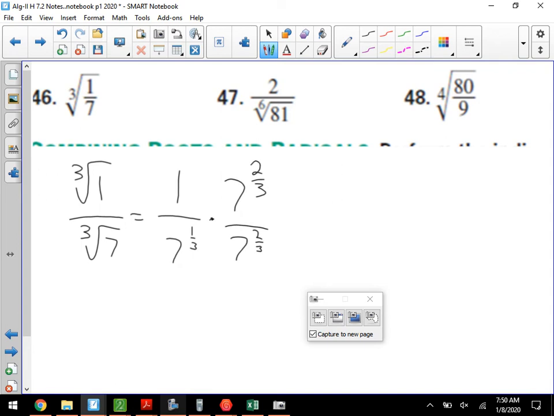Remember, I'm keeping the same bases here. The bases don't go away, they don't disappear. And I get 7 to the 2/3 over 7 as that result. All right. That's what that looks like.